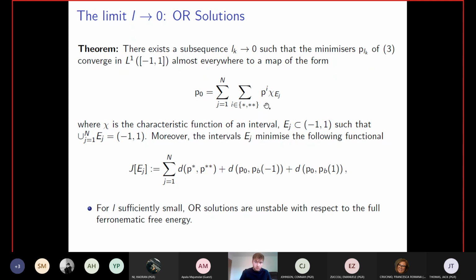And obviously if it jumps between the 2 points, then we need to have transition layers to account for the jump. And as I said before, for C greater than 0, rho star is greater than 1, and so this won't satisfy the boundary conditions, so we need to have boundary layers as well at the edges. We can account for this by minimizing the following functional, J, with respect to the intervals E_j. The first term accounts for the transition layers between the 2 points, the second accounts for the boundary layer at the bottom plate, and the third the boundary layer at the top plate. Using this result and second variation analysis, we're able to show that in this limit of small L, OR solutions are unstable with respect to the full ferronematic free energy.